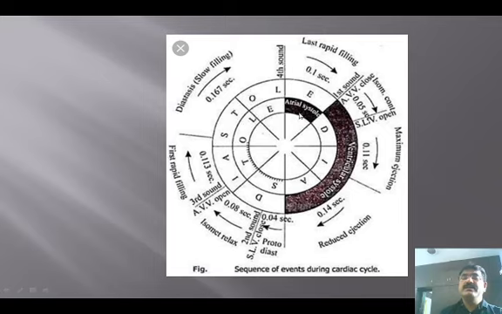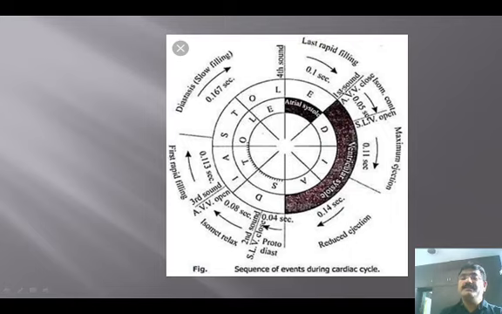Then the auricular systole is followed by the auricular diastole, and it requires about 0.7 seconds. The ventricular diastole requires 0.5 seconds. So there are four sounds which are produced during the beating of the heart.